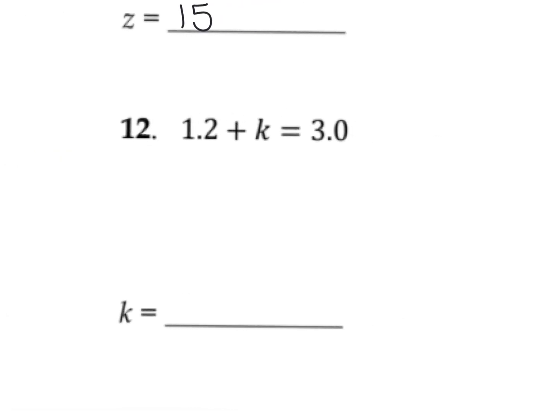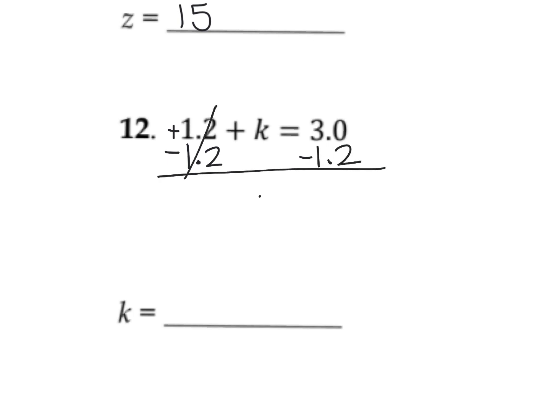Number 12, 1.2 plus k equals 3. Again, this is a positive 1.2, so we are going to subtract it in order to make 0. So we get k equals 1.8.